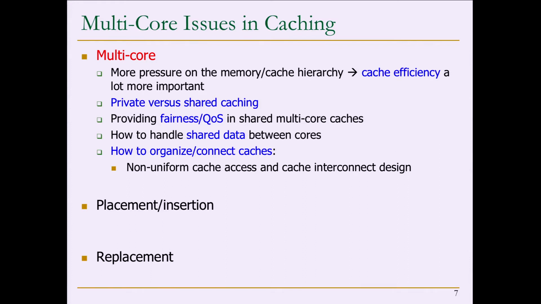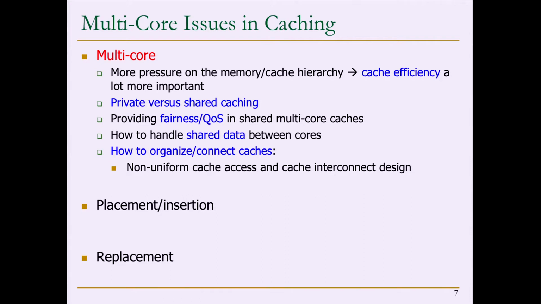So you know about this already from the main memory perspective, but this is an issue in caches also. How to handle shared data between cores. If you're sharing data between multiple threads, where does that stay? Or does that keep ping-ponging between different caches? How do you handle cache coherence? How do you organize and connect the caches?